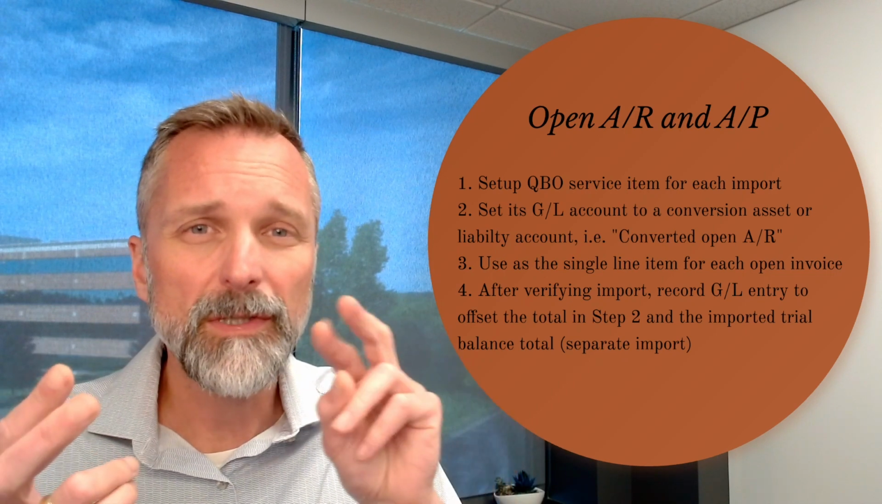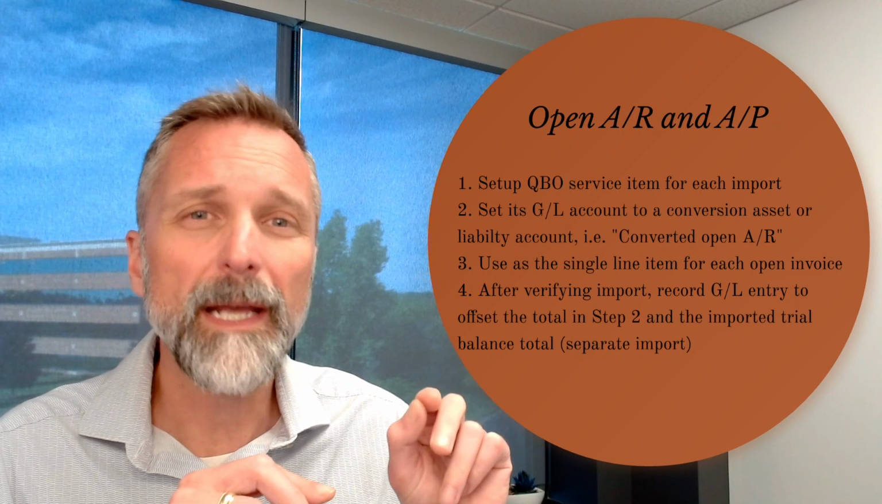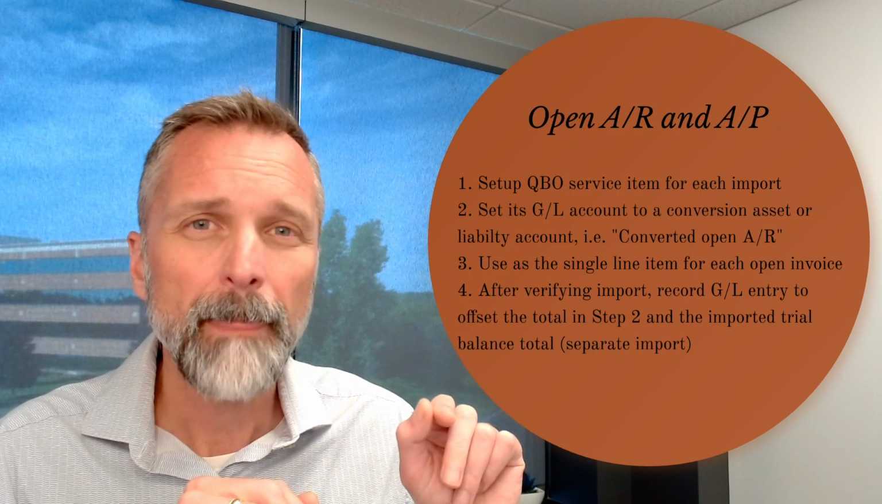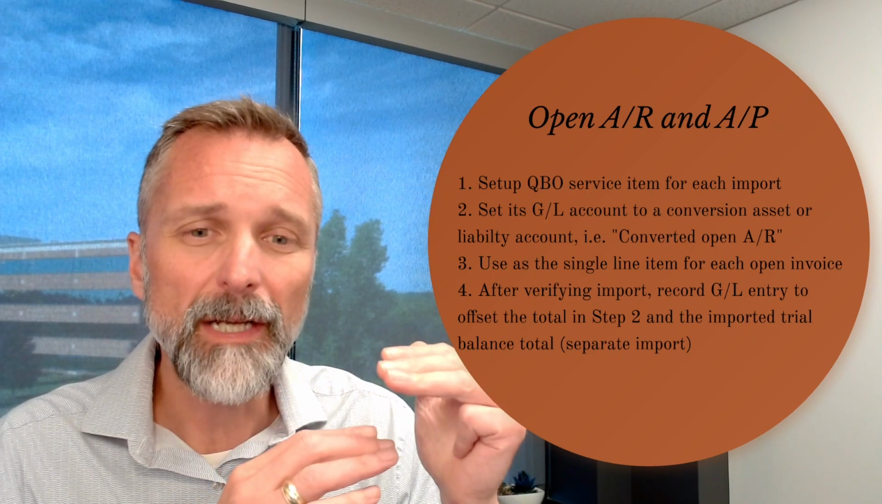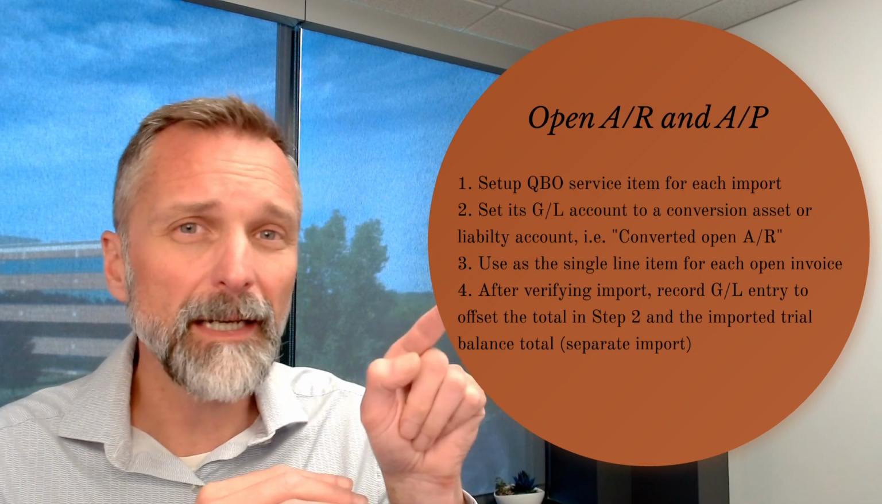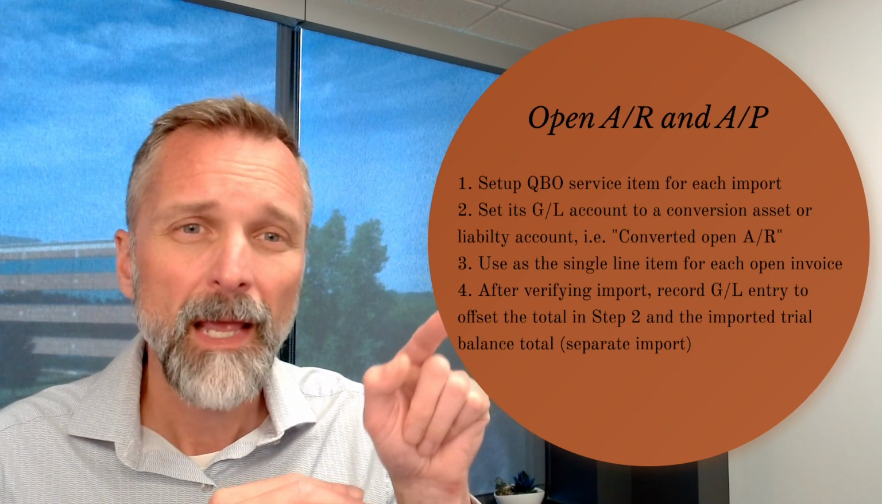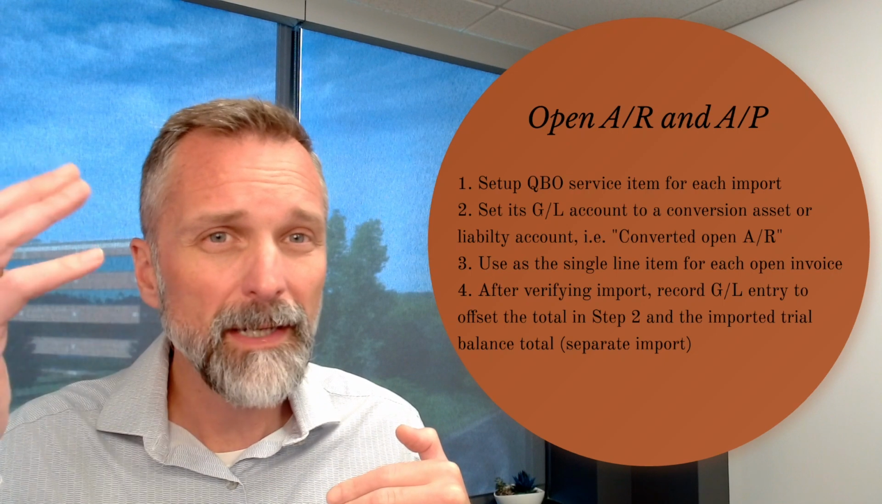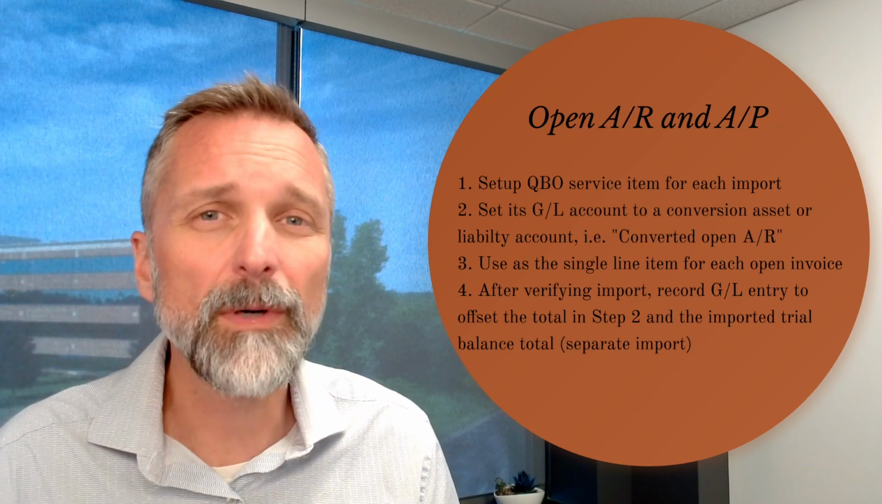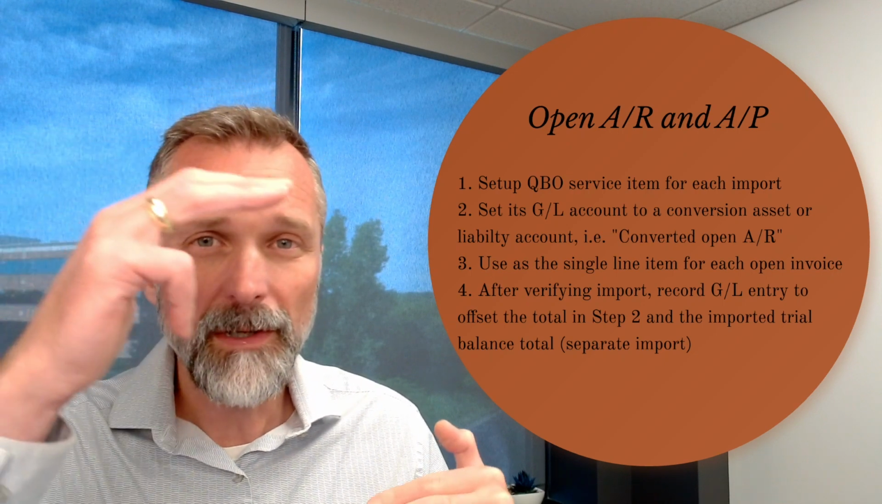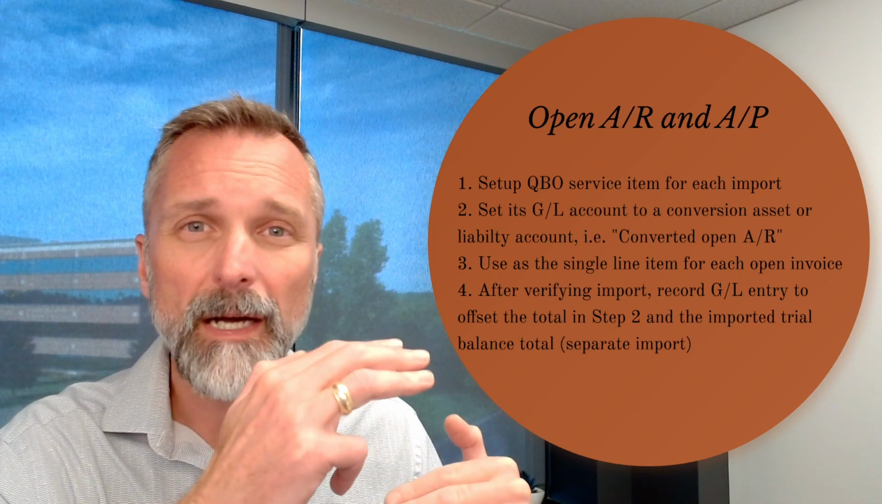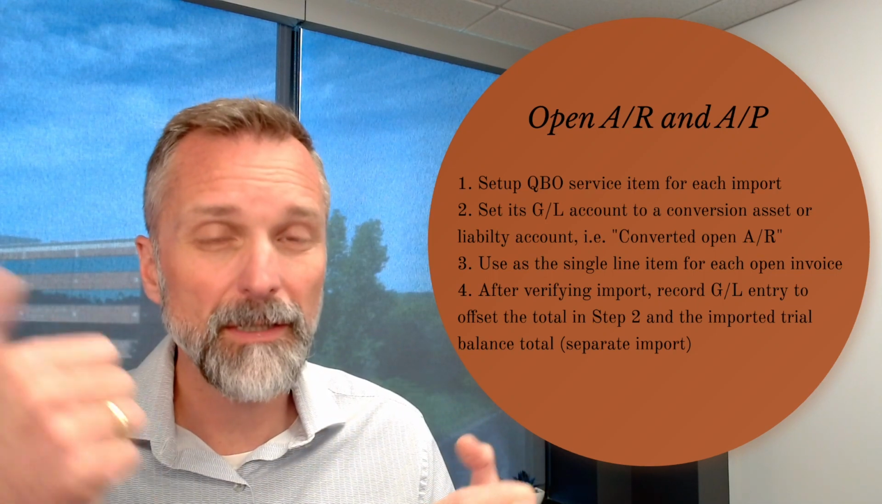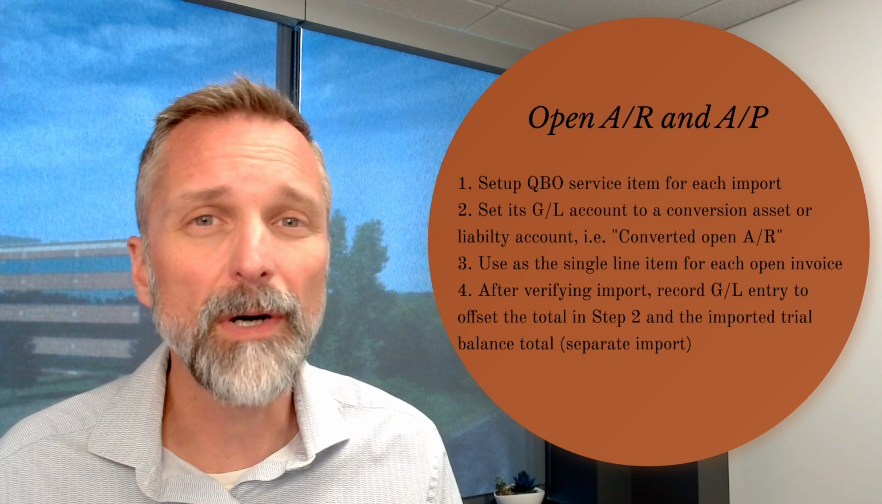And we typically use, like I wrote, converted OpenAR or OpenAP. That's going to be the accumulation of the single line item for each invoice. And whether you're importing 10, 20, 1,000, 2,000 invoices, the end result is it's all going to add up to one big number, which of course needs to match the report out of JobBoss2.